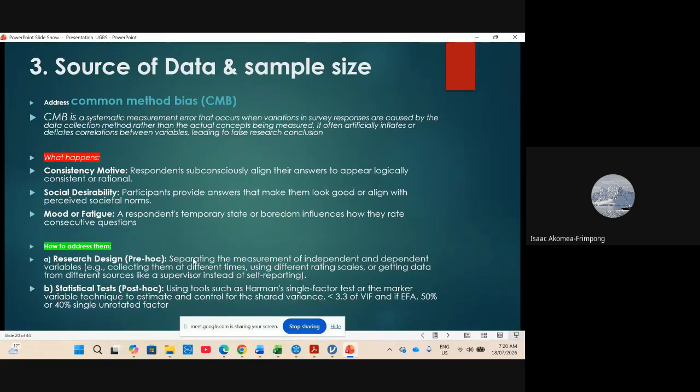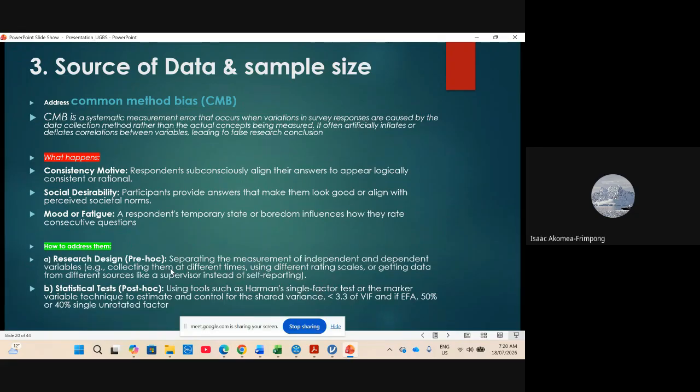Another thing is that you can separate the measurement items. You can collect the data separately. For example, if you are dealing with financial performance and project success, let's assume these are your concepts. You can decide to collect data on the project success separately, and then the financial performance separately, and then you put the two data sets together and use them for your analysis. That will somehow reduce the common method bias.